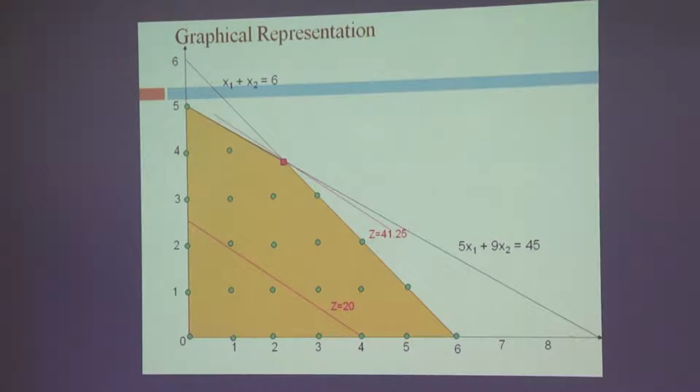So given an LP problem, without the additional requirement, you try to solve using your simplex, you will end up with x1 and x2 as 2.25 and 3.75 and the objective as 41.25. It can't be more than that because when you move the line up, it goes beyond your feasible region. So that is the maximum value that you can get for the maximization problem.